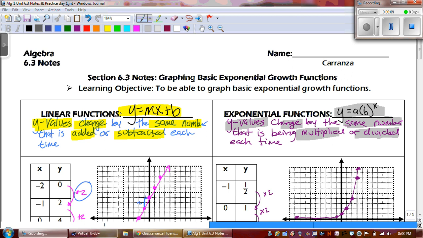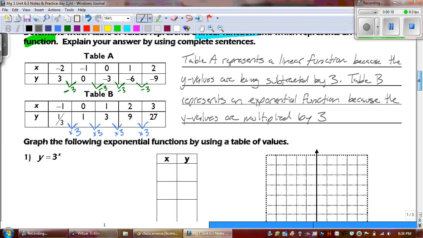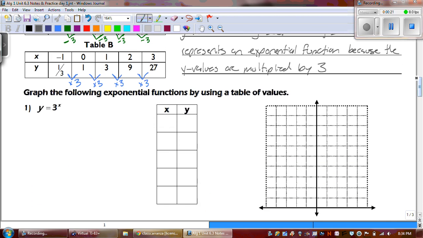We've already kind of talked about the basics of linear versus exponential functions. And now, after we've already talked about all this stuff, we're going to go through an example. Graph the following exponential functions by using a table of values. We're always going to use the same x values each time: -2, -1, 0, 1, and 2. First I'm going to show you how to do this by hand. Second, we're going to show you how to do it using the calculator.